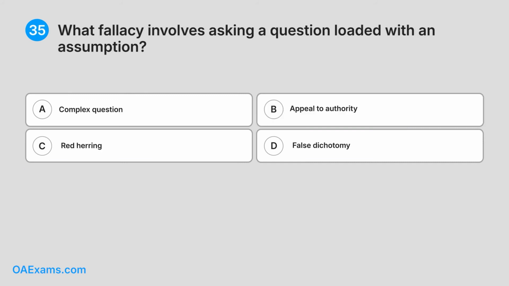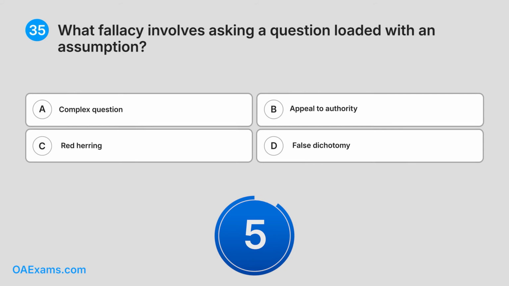What fallacy involves asking a question loaded with an assumption? A. Complex question. B. Appeal to authority. C. Red herring. D. False dichotomy. Can you guess the answer?